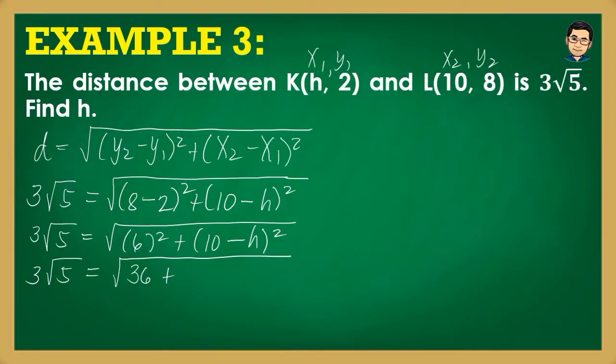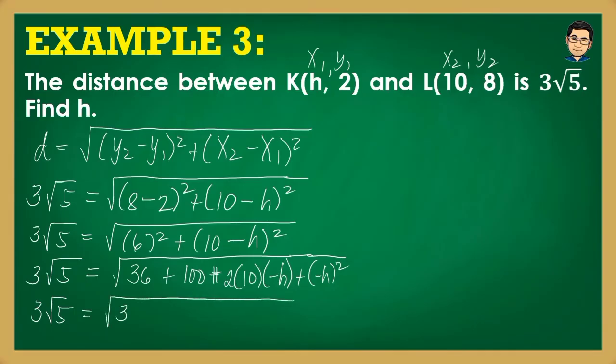So, square the first term, 10. So, that will become 10 squared, 100, and then plus the product of the first and second term, multiplied by 2. So 2 times 10 times negative h, plus square the last term. So negative h squared. 3 square root of 5 is equal to the square root of 36 plus 100 plus 2 times 10, that is 20, times negative h, negative 20h, plus the square of negative h, which is h squared.